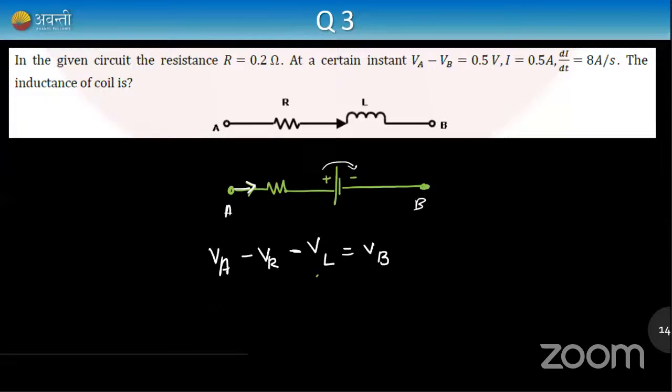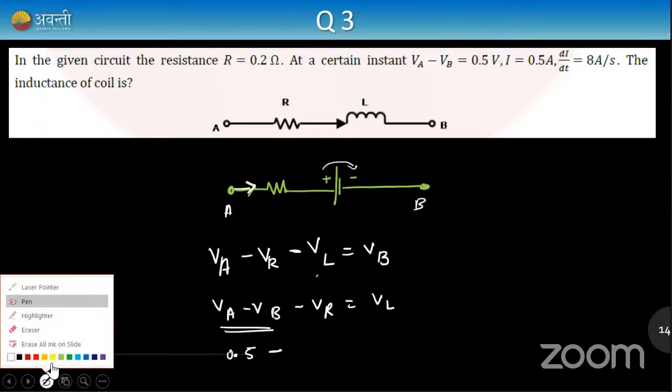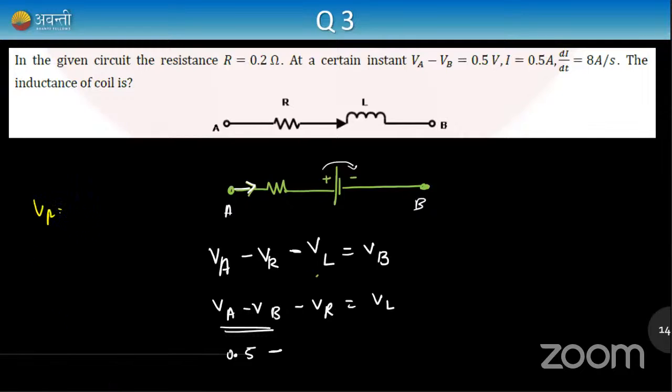Okay, so I'll modify this. VA minus VB minus VR is equal to VL. I brought VL to the right hand side and VB to the left hand side. What is VA minus VB? Given the question, it is 0.5 volt. So it's 0.5 volt minus what is potential drop at resistor? VR is equal to I into R. The current is 0.2, sorry, 0.5. The resistance is 0.5. So if I multiply this, I get 0.1. So therefore, EMF drop at resistance is 0.1. What is VL?